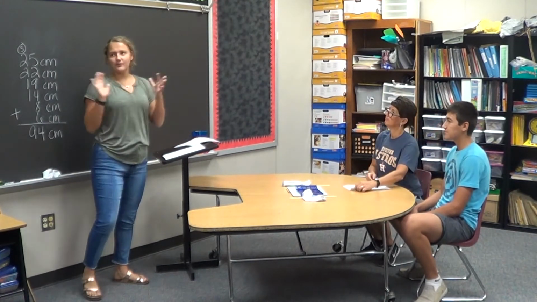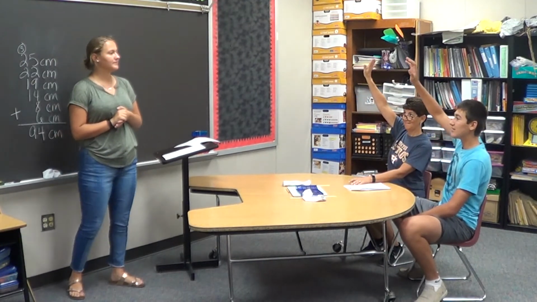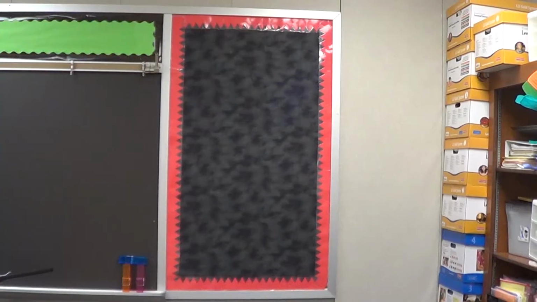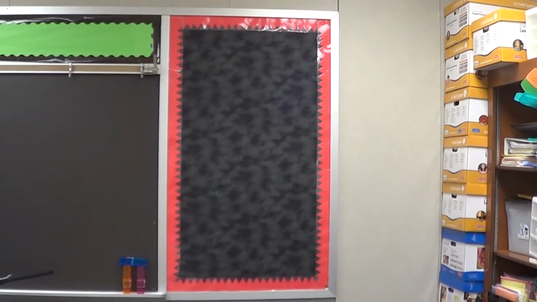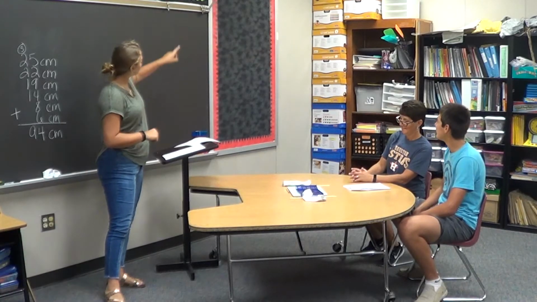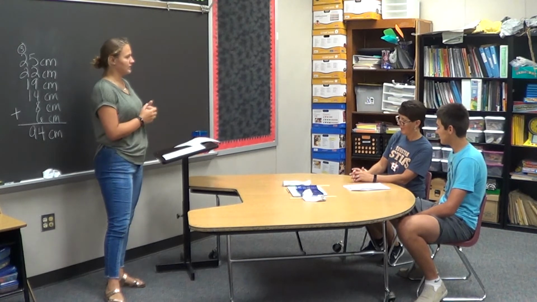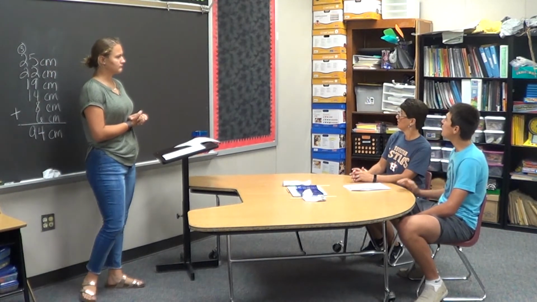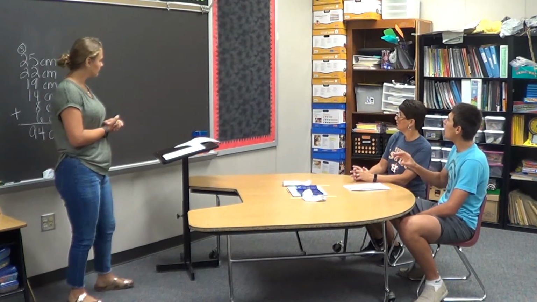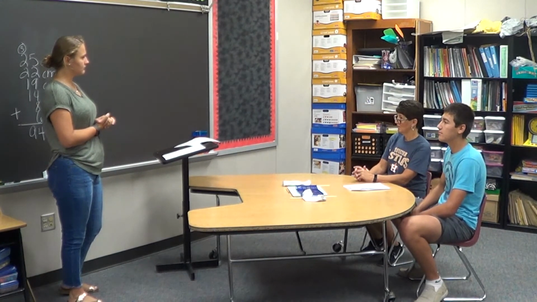So, look around my room. Who can tell me one thing we could solve perimeter for? Billy? What about the bulletin board? You could add a new trim. Oh, yes you could. So you could take the red one and you could add a whole new one. So how would we find that? How would we know how much trim we would need? Well, you have to measure the distance around the whole bulletin board and then add them up.